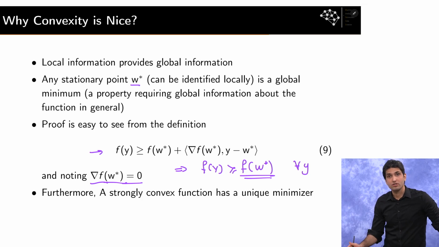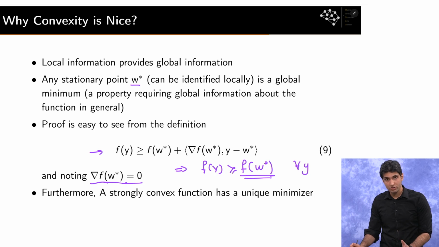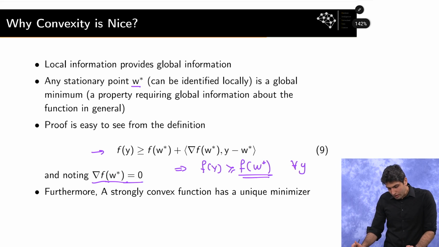So that's why convex functions are very, very nice, that from local information, essentially information about whether a solution is a stationary point or not, we can provide a global assessment about the quality of the solution. We can say with certainty that the solution is actually a global solution. In other words, for a convex function, first order stationarity is not only a necessary condition, but it's actually also a sufficient condition for optimality.